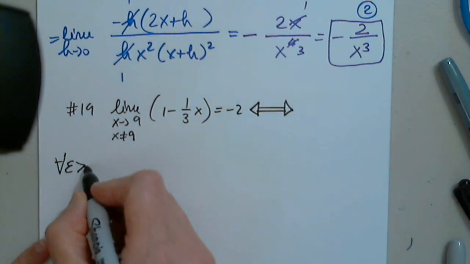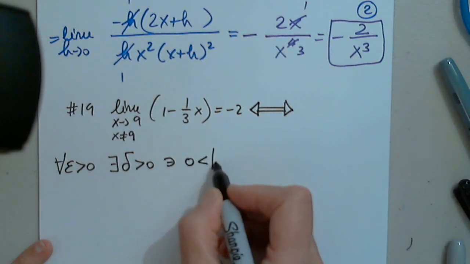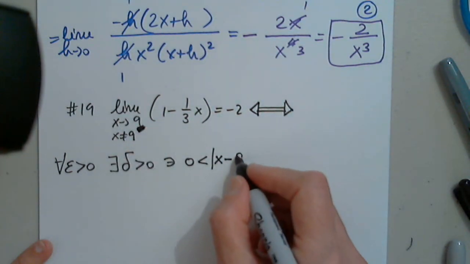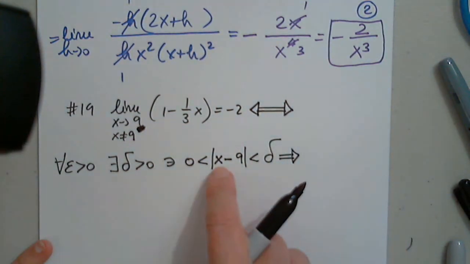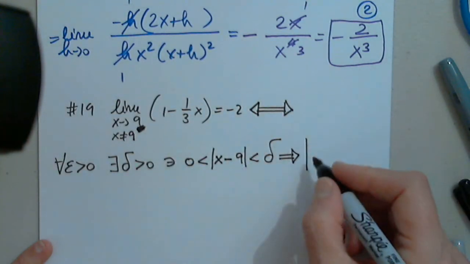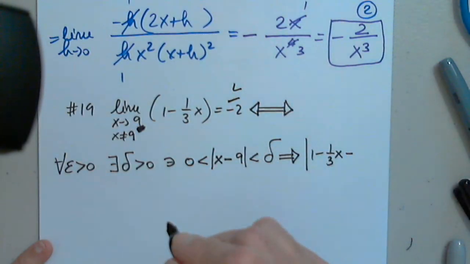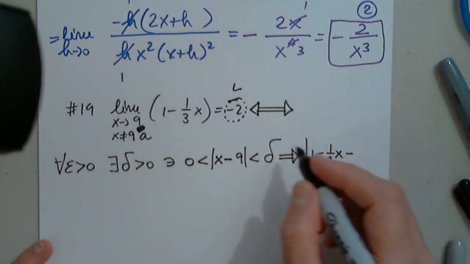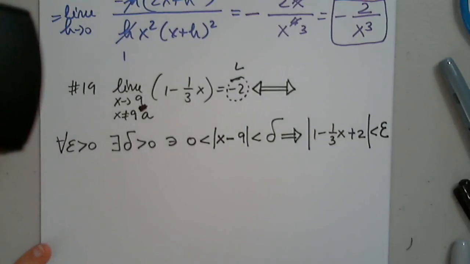For every epsilon positive, I will find the corresponding delta positive such that every time I pick x, the distance between x and 9 less than delta, this will always imply that the distance between f of x, which is 1 minus 1/3 x, minus the limit, this is a and the limit, okay, let me do it like this so you understand, minus -2 will be less than epsilon. And this mechanism works for every epsilon because the limit exists.